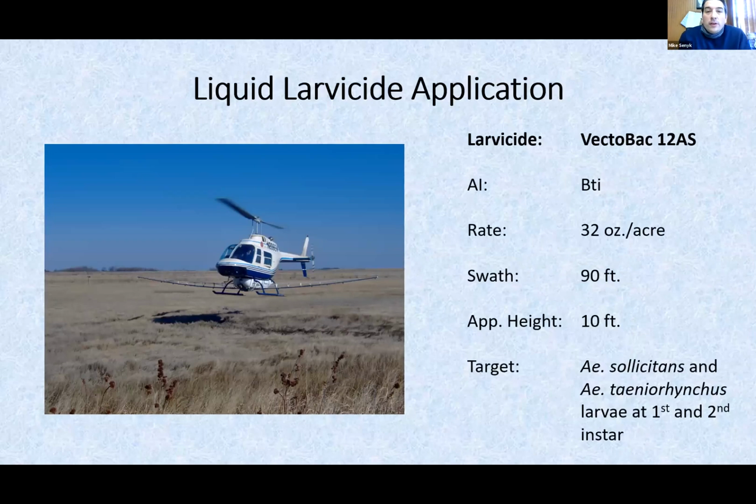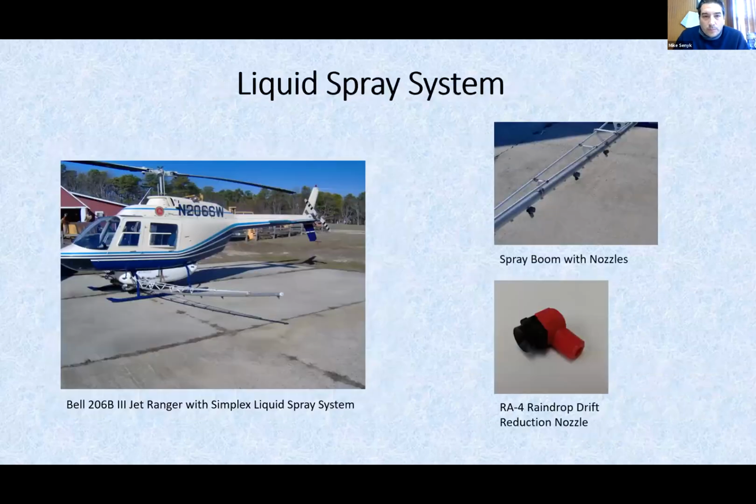So for our liquid larvicide application, the larvicide we're currently using is Vectobac 12AS. The active ingredient is BTI. The rate we are spraying at is 32 ounces an acre. We get about a 90-foot effective swath, and our application height is 10 feet above the ground. We are targeting here Aedes sollicitans and Aedes taeniorhynchus larvae at the first and second instar level. It's really effective if you can get these mosquitoes at those early instars. BTI seems to work really, really well.